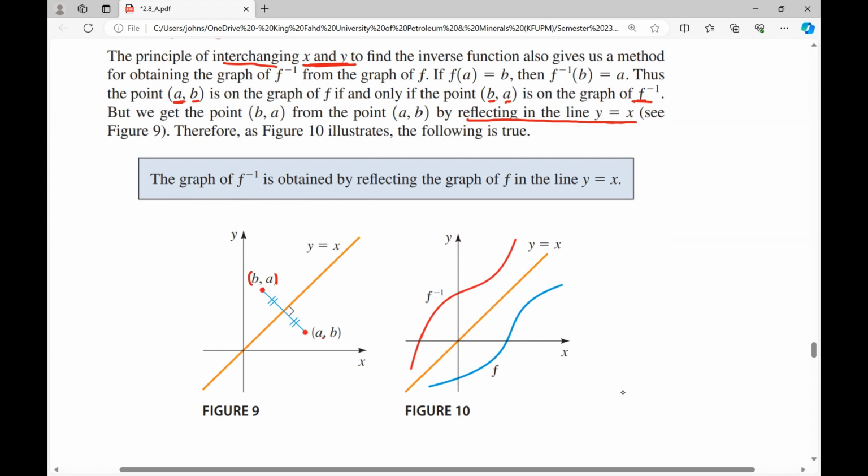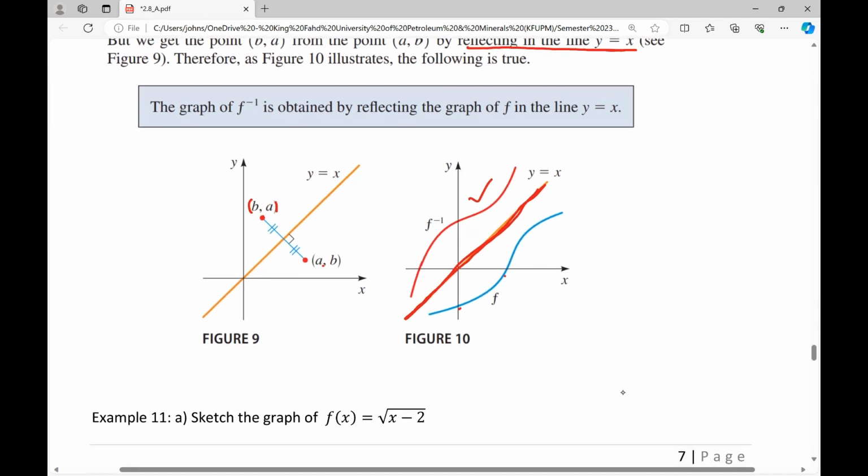So it means that if you want to graph the inverse, it's okay if you reflect the original graph, which is the graph of f, across the line y equals x. So that will give us the graph of f inverse. In other words, if you pick some points on f and switch each point, then you will get the graph of f inverse.